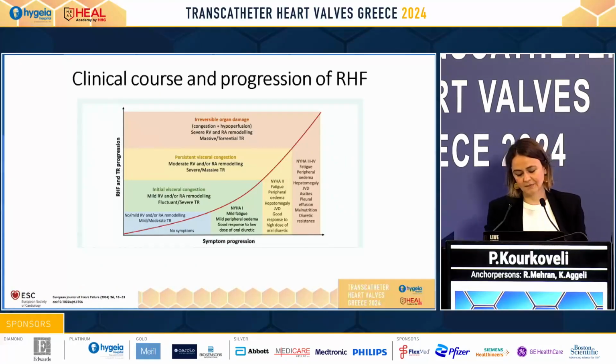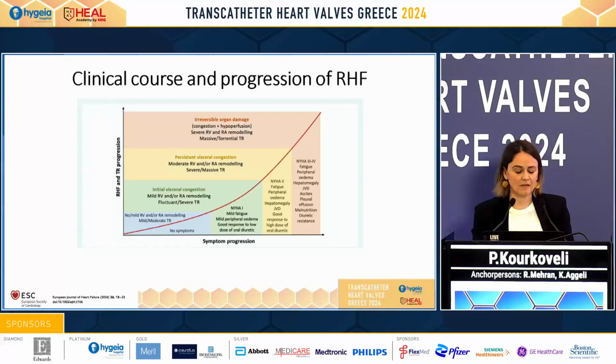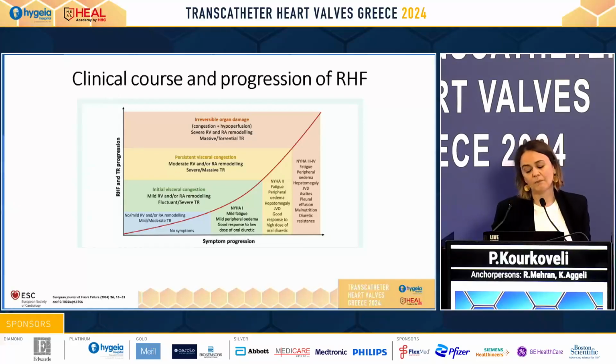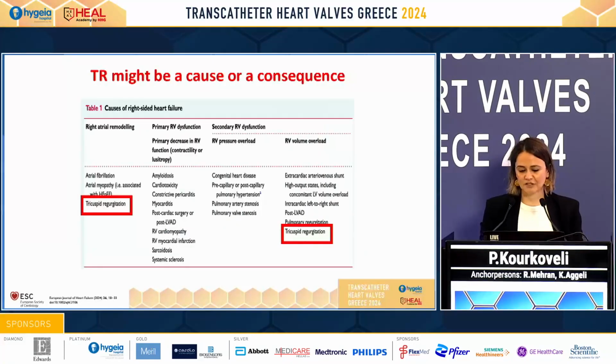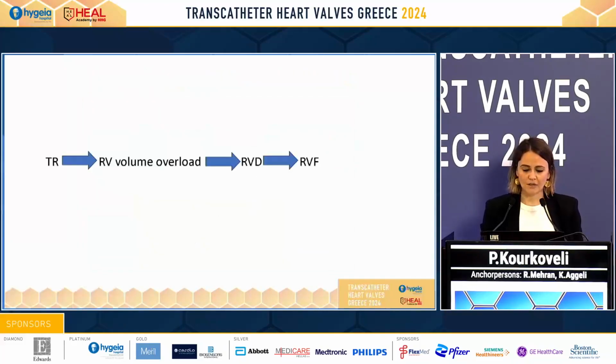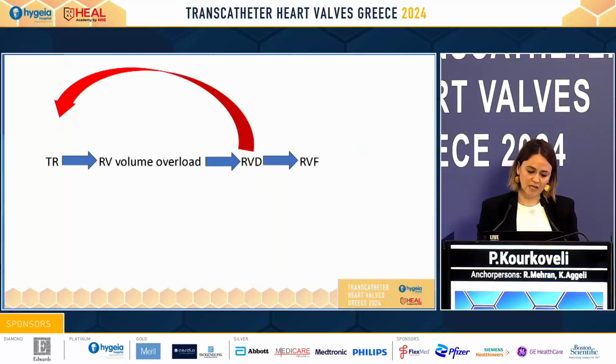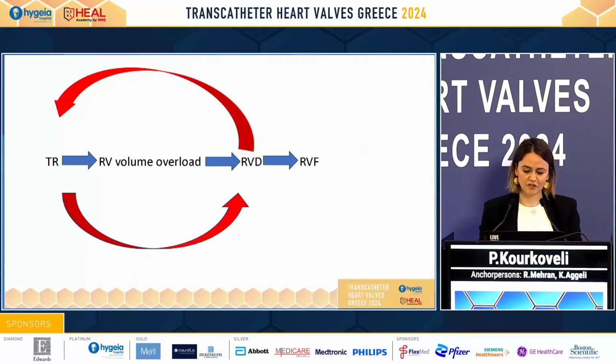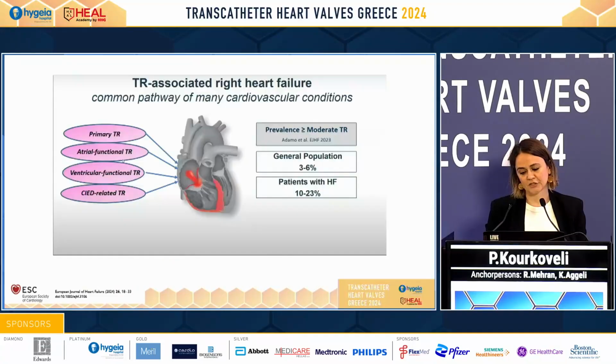So in this schema, in this picture, we can see what we already know: even though the picture of patients with end-stage right heart failure can be dramatic, in earlier stages, even with severe TR, patients could be asymptomatic or mildly symptomatic, and peripheral edema could be the only sign of disease. So tricuspid regurgitation might be a cause or a consequence. Right ventricular dysfunction feeds tricuspid regurgitation, and tricuspid regurgitation fuels right ventricular dysfunction.